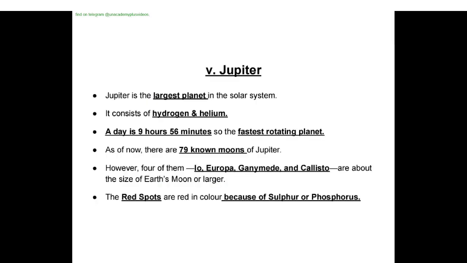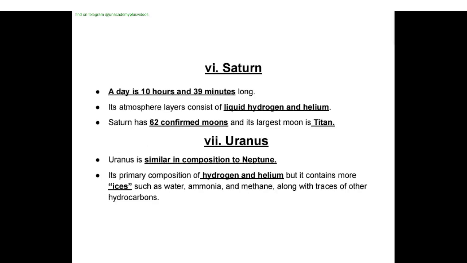Jupiter is the largest planet in the solar system. It consists of hydrogen and helium. A day is 9 hours 56 minutes, so it is the fastest rotating planet. As of now, there are 79 known moons of Jupiter. However, four of them, Io, Europa, Ganymede, and Callisto, are about the size of the Earth's moon or larger. The Great Red Spot is red in color because of sulfur or phosphorus.